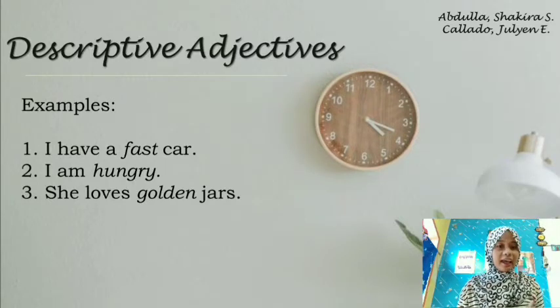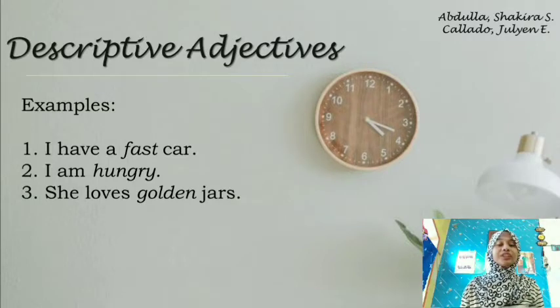Number 1, I have a fast car. What kind of a car do I have? Fast. That means the italicized word fast is our descriptive adjective as it gives descriptions to the noun it modifies, which is the car. Number 2, I am hungry. The italicized word hungry is our descriptive adjective because it gives attributes to the pronoun I.